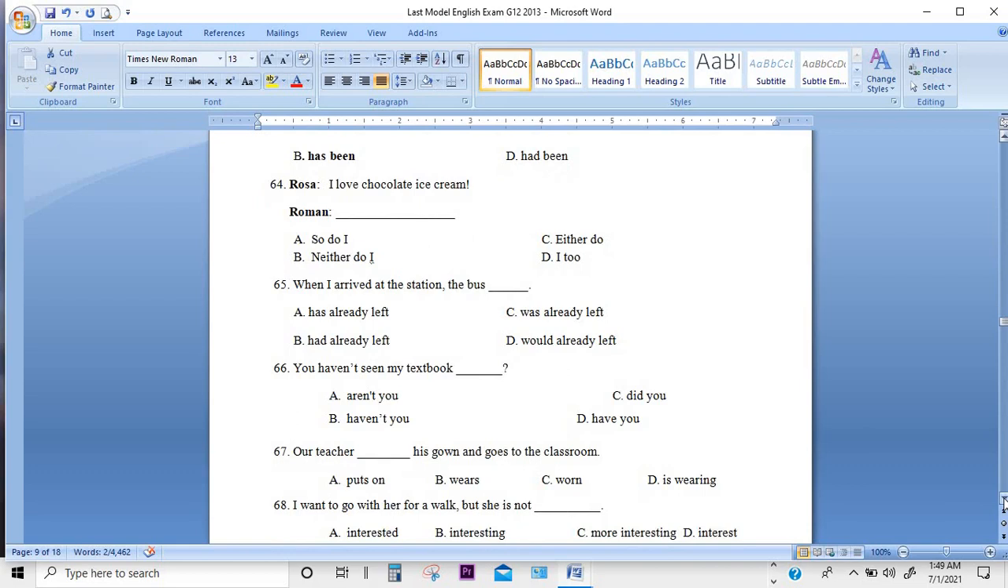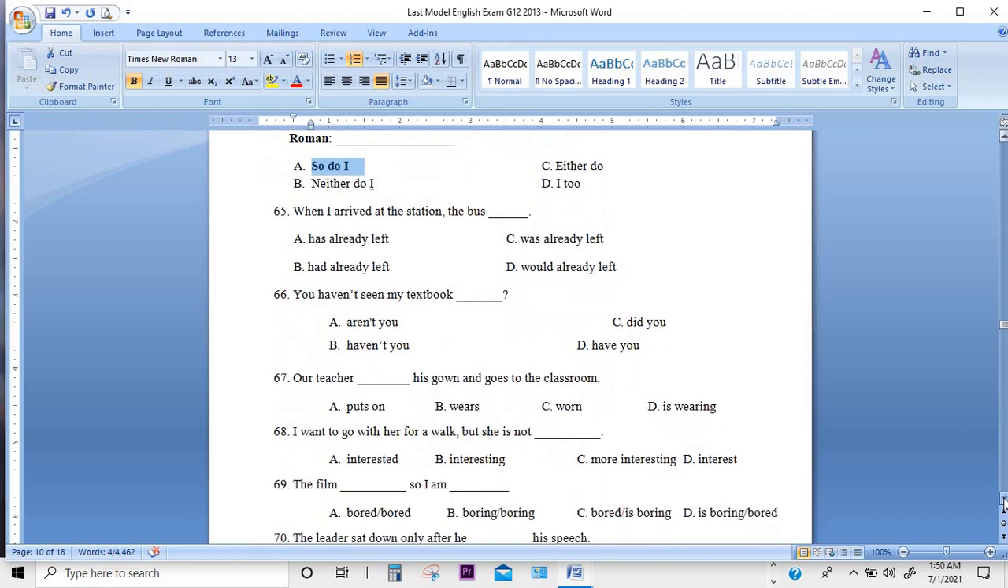64. It's a dialogue between the two persons, Rosa and Roman. Rosa says, I love chocolate ice cream. Now, if you agree with positive, you say, so do I. If you agree for negative, you say, neither do I. አሁን ይሄ አግሪመንት ከተስማማች ሮማን ልክ እንደ ሮዛ ቾክሌት ብትወድ ከሆነ so do I ትላለች። ካልሆነ neither do I ትላለች። በኔጌቲቭ ስትስማሙ ለምሳሌ ሮዛ I don't love chocolate ice cream. So if Roman agrees, she says neither do I. So it's easy. A piece of cake, isn't it? So our answer is so do I. Okay, but easy to get.